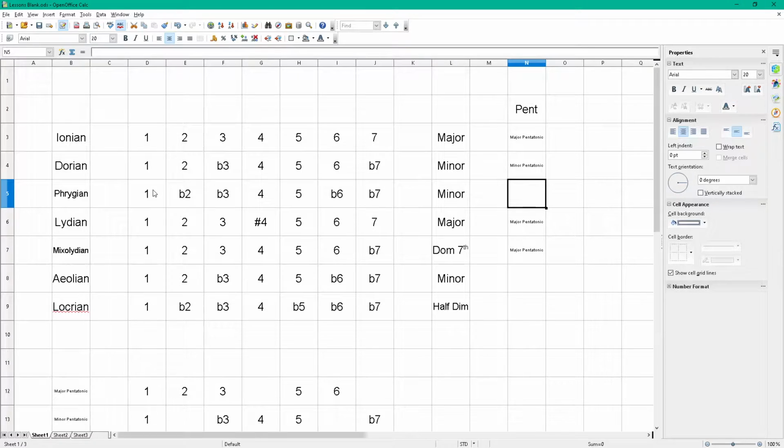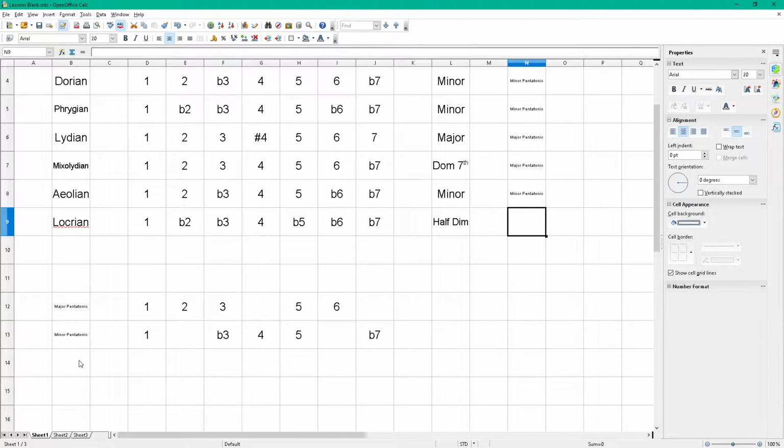Phrygian, 1, flat 3, 4, 5, flat 7. Again, I can still use a minor pentatonic. Aeolian, 1, 2, flat 3, 4, 5, flat 7. Okay, I can still use the same minor pentatonic. As you can see here, it's not going to work because of the flat 5 instead of the 5. So we still have one slot missing, and I'm going to come back to that in a second.